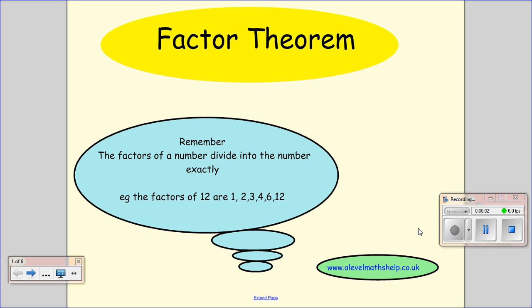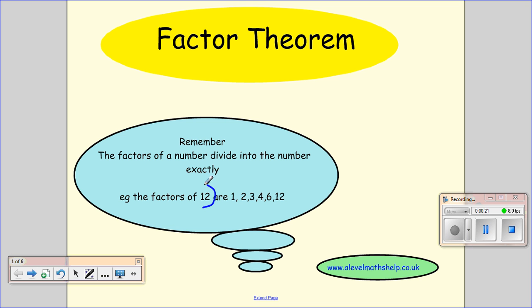Okay, so in this video we're going to be looking at the factor theorem. Now before we start, I just want to remind you of what a factor is, because it helps you understand the factor theorem a little bit better. If we remember, the factors of a number are the numbers that divide exactly into that number.